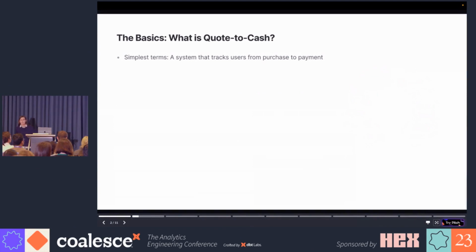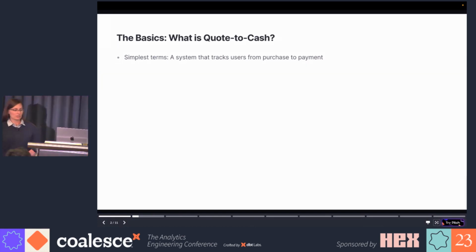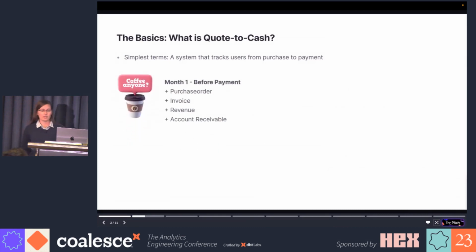Okay, so in basic terms, quote-to-cash is a system that's meant to track from purchase order all the way to payment. Let's start with a very simple example of a monthly coffee subscription. So you sign up for a monthly coffee subscription. Before you make a payment, on the accounting side, what we're going to see is an opening of a purchase order, creation of an invoice, generating of a revenue record, and opening of accounts receivable.